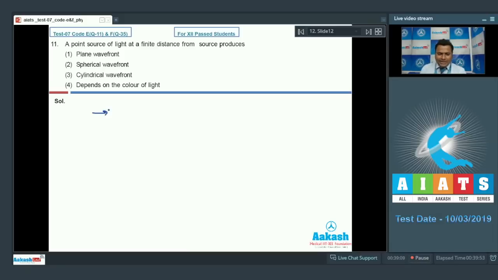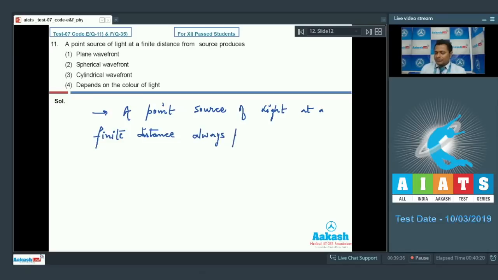So, since we know that a point source of light at a finite distance always produces spherical wavefront, that's why after looking at the options, we can say that we have to go with option number 2, which is absolutely correct. Now let us proceed to the next question, that is question number 12.